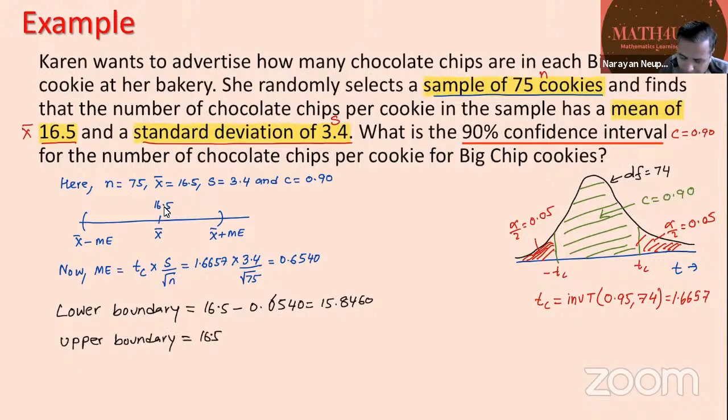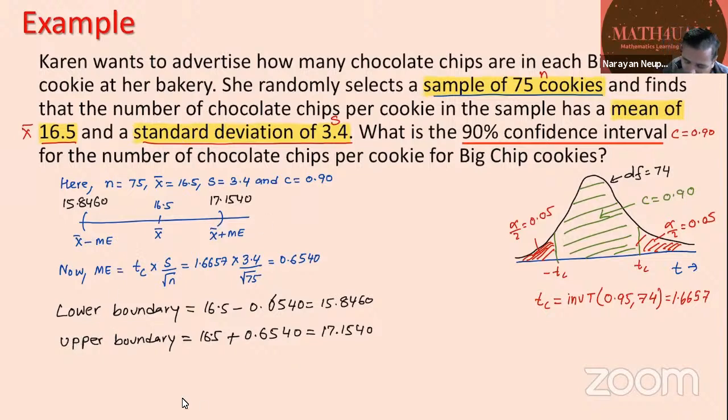Okay, let me write the lower boundary on the diagram first, 15.8460. Now for the upper boundary, we add that plus 0.6540. So make sure you add using calculator. When you add these two numbers, it should be 17.1540. So that is the lower and upper boundary.